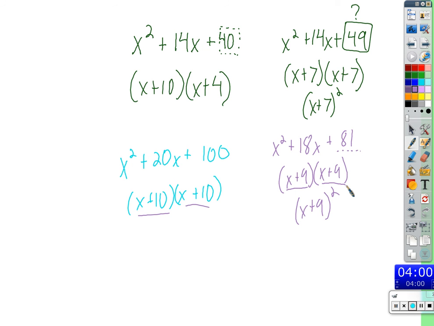We're always going to break it down so that this is half. That number is going to be half of whatever is there. Half of 18, half of 20, half of 14. And then that number that goes last here, the constant, will just be whatever you get when you multiply that number by itself.